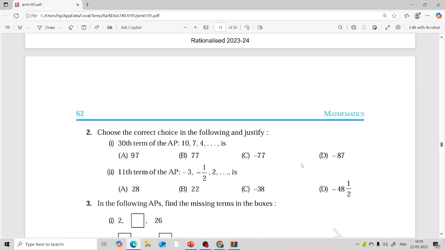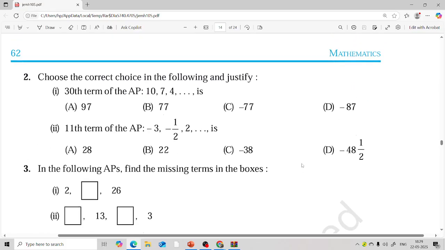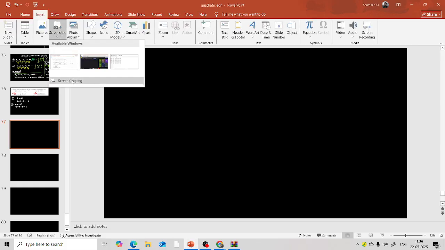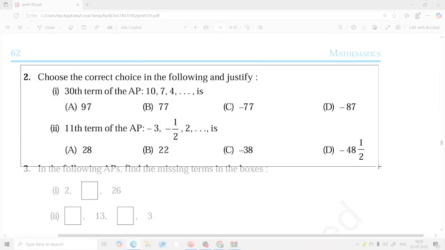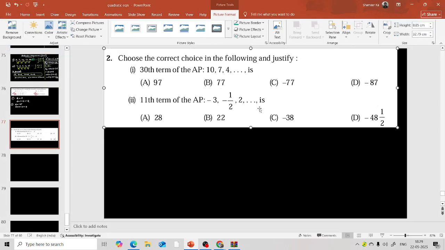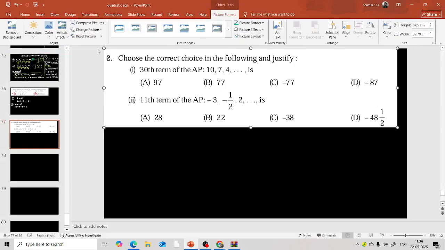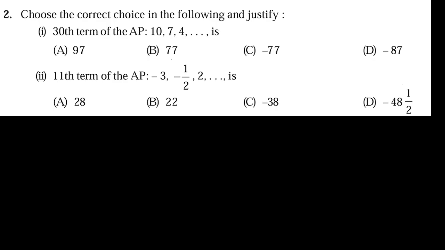Fill in the blanks is not important for us. Let me select a few selected problems only. I will discuss only the selected questions from the textbook. Let me select this one. Simple one, but all of you please listen.